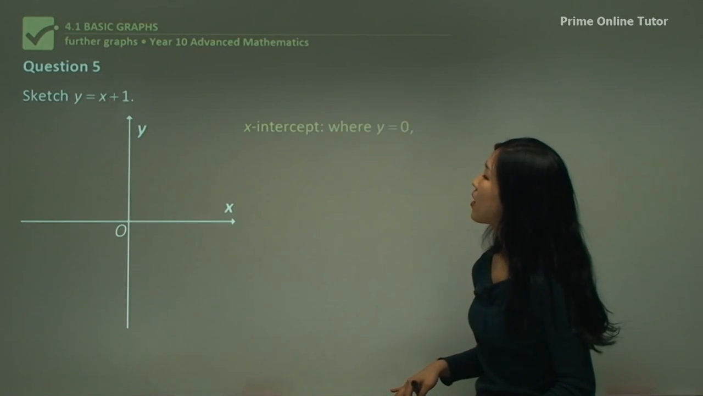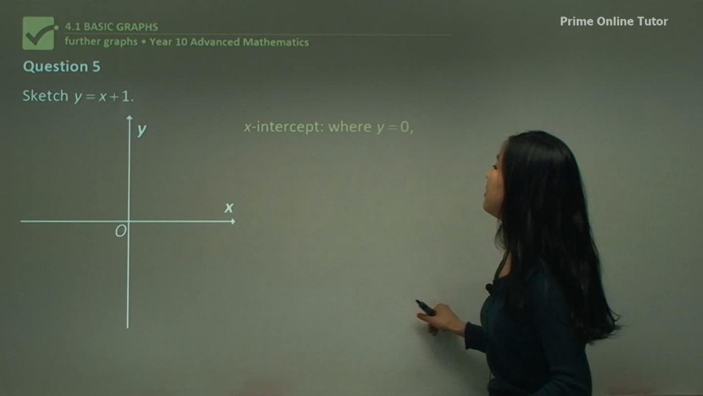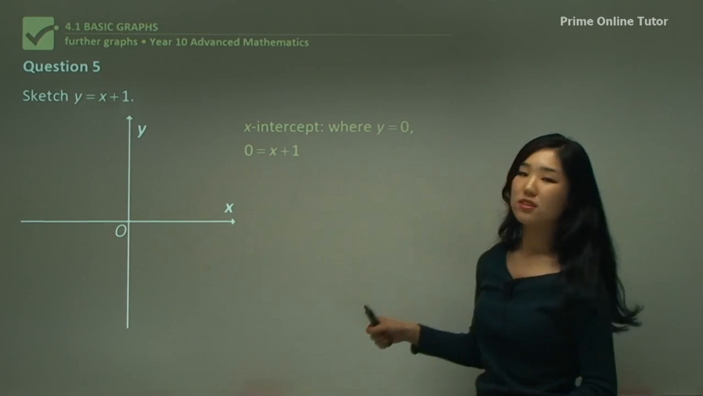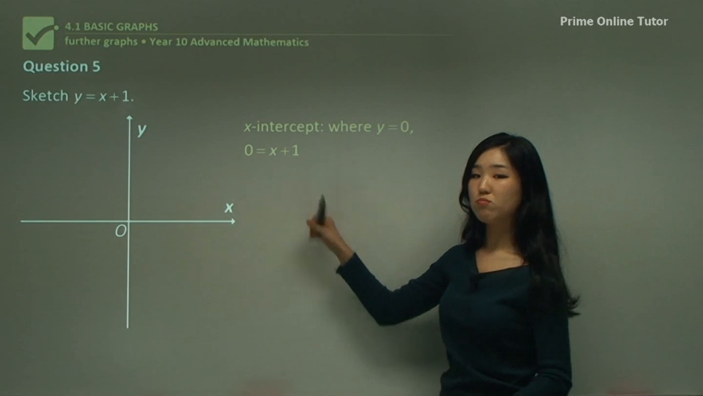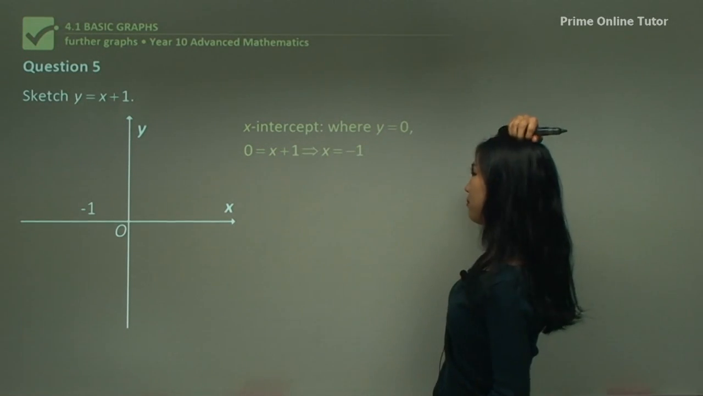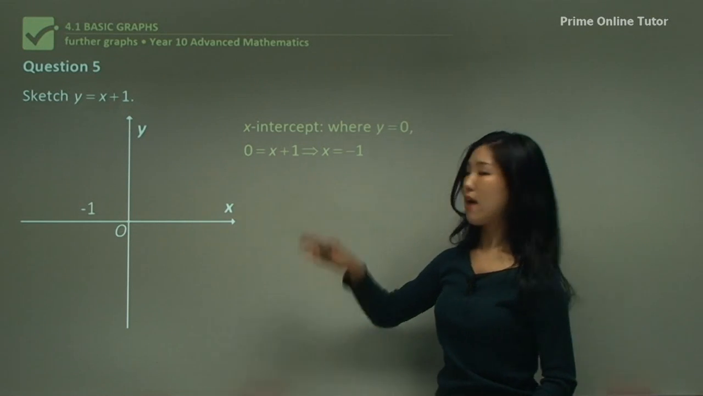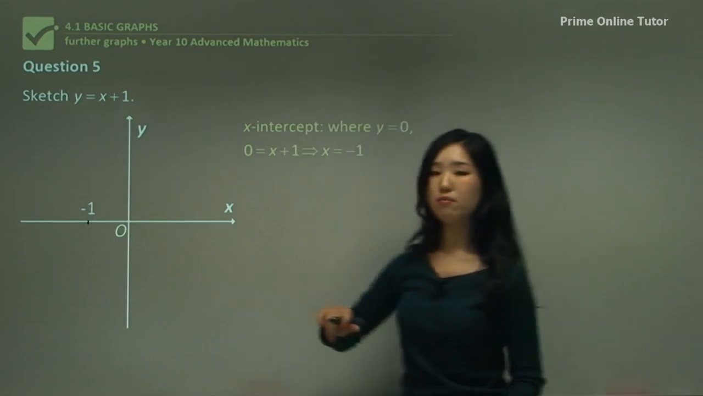So x-intercept, y is 0, as I said a few times today. Sub in y equals to 0, so 0 would equal to x plus 1. Just solve for x. X would be negative 1, wouldn't it? Yeah? So plot it. As soon as you get the x-intercept, just plot it. That would be your negative 1.